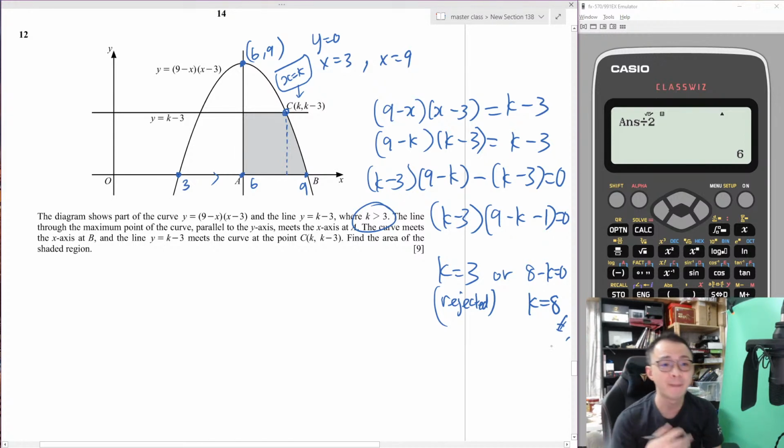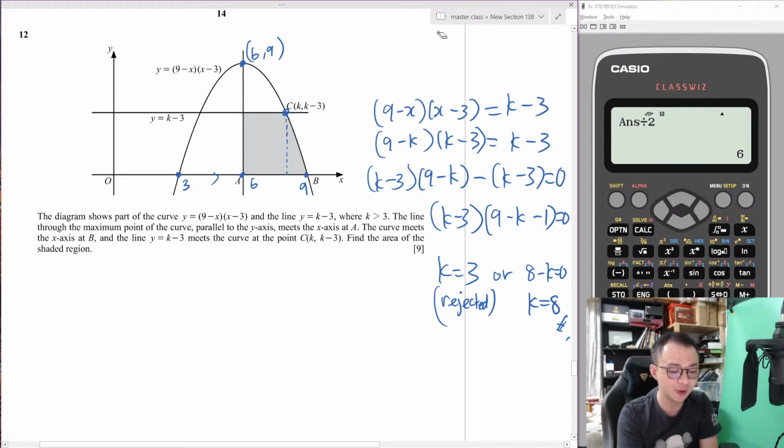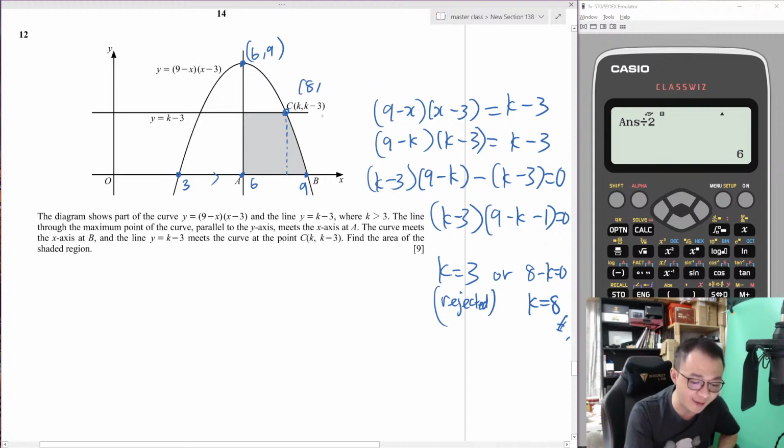Okay, and then what I want to do next is, after I got k, I'm very happy because I got the coordinate C here. So this one is 8 and 5, because 8 minus 3 is 5. So I got my coordinate C here. Okay, then right now I want to find the area of the shaded region. I think it's possible right now.